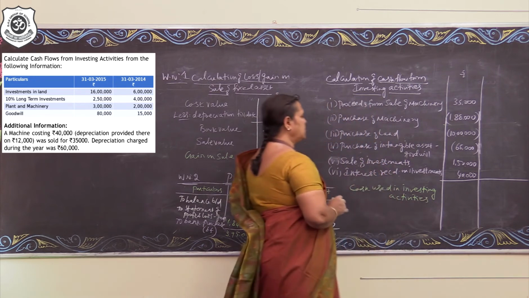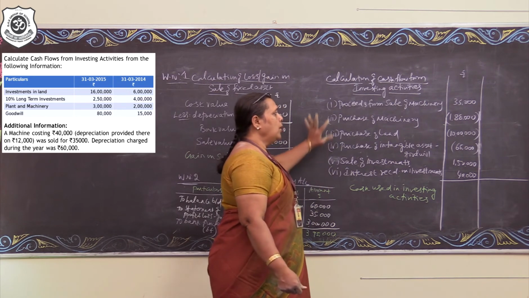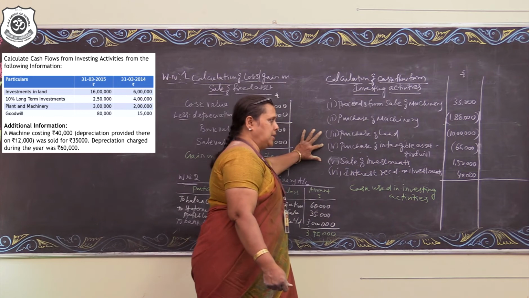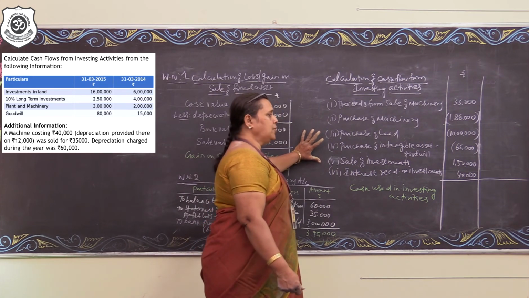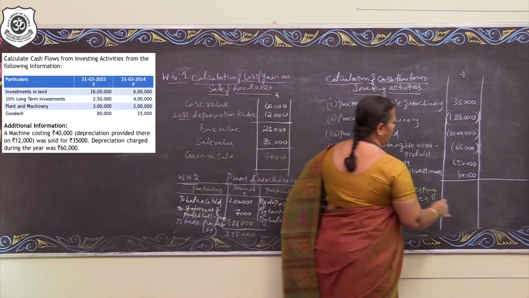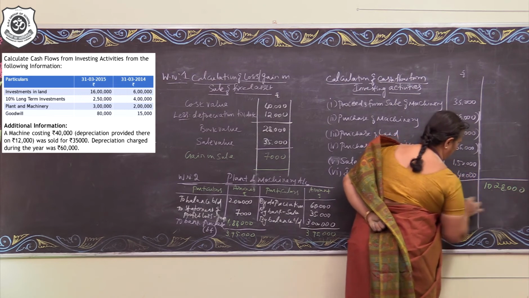Net cash used in investing activities will be the total of 10 lakh plus 1,88,000 plus 65,000 minus 1,50,000 plus 40,000 plus 35,000. 10,28,000 cash used from investing activities.